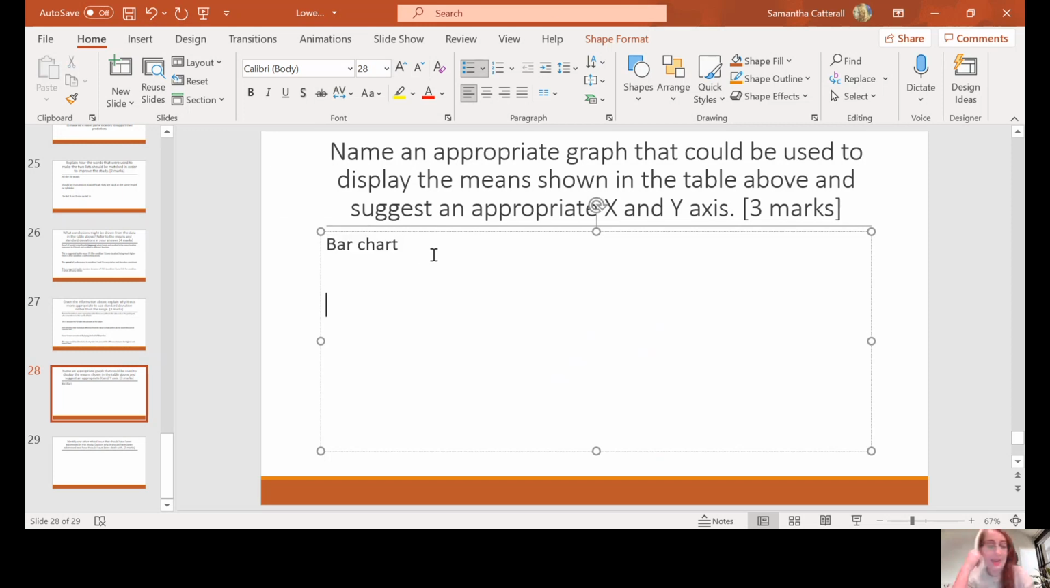And then the other part wanted to know the x-axis and y-axis. Now, if you were to picture a bar chart in your mind, most bar charts that you see have two bars on the x-axis. So if you think about this piece of research, what would the two bars be? They'd be the two conditions. So the x-axis would be same location and different location.